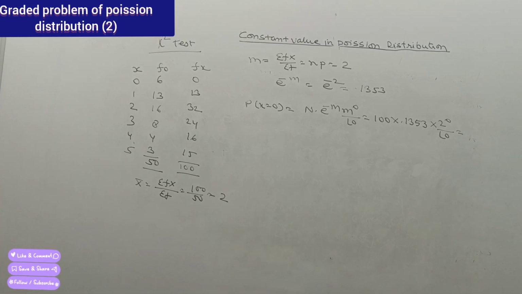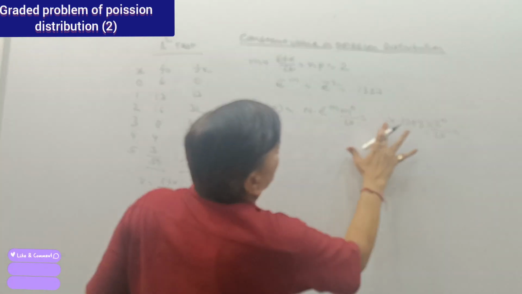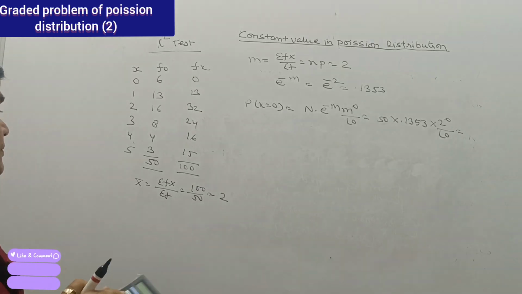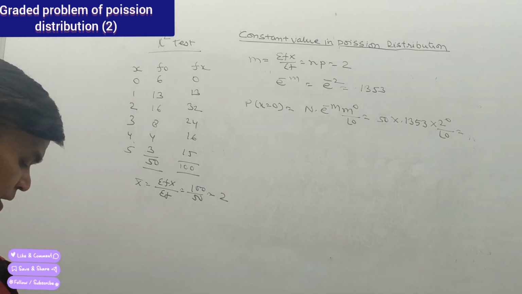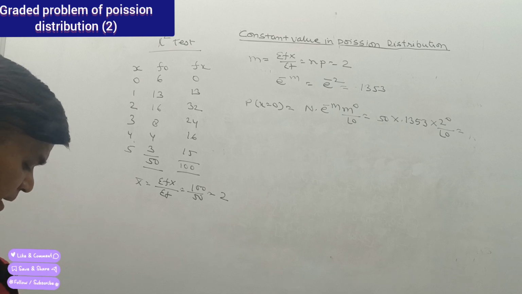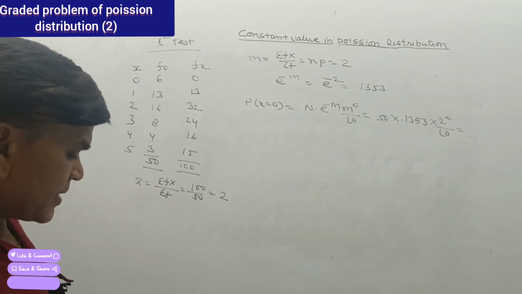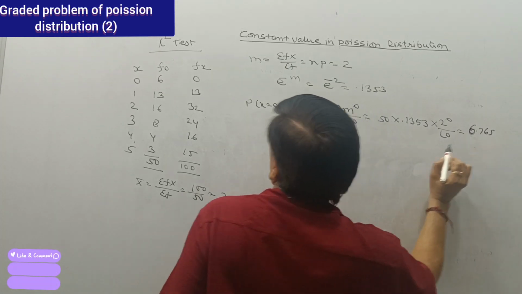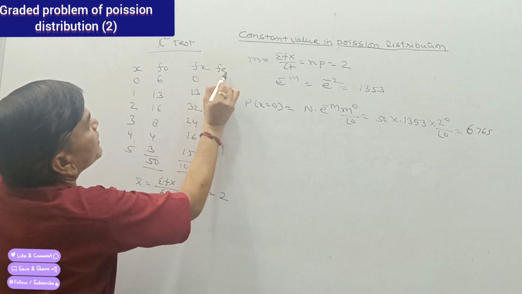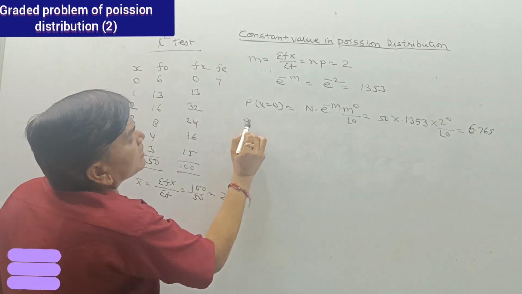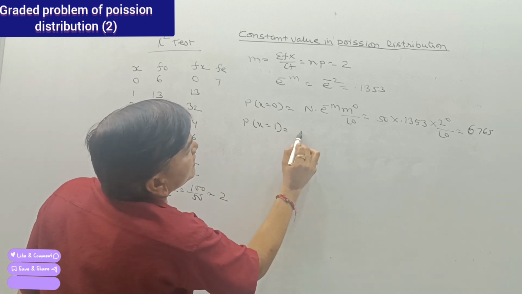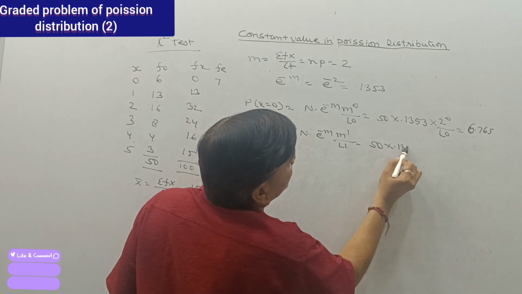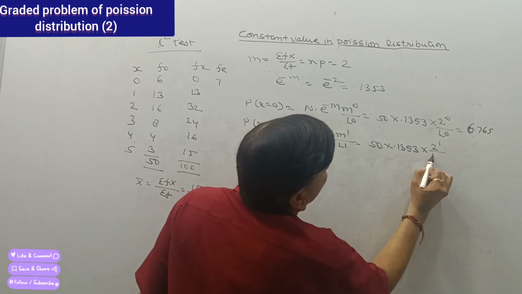The total number is 50, not 100. 100 is the total defects. So the first one is 0.1353 multiply by 50. So the first one is 6.765. So the first estimated frequency is 7. Probability of getting one defective, that is n e raised to power minus m, m raised to power 1 upon factorial 1. So 50 multiply 0.1353 multiply 2 raised to power 1 upon 1.